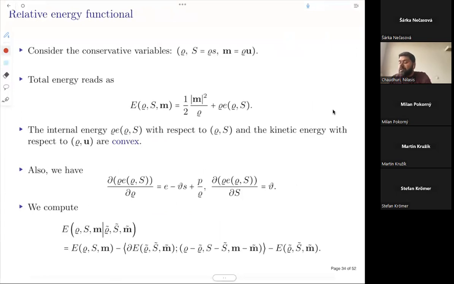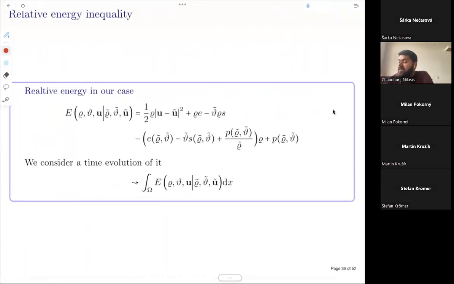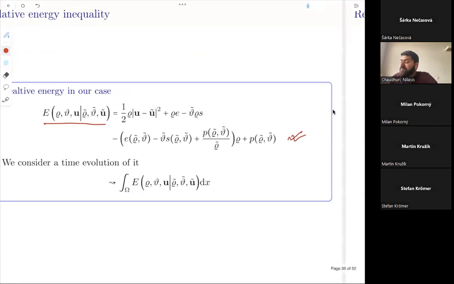So what we do, we compute from our internal energy in the variables rho and the entropy, the Bregman divergence, and eventually we end up with this expression. This is the relative energy. This is the distance between the two sets of solutions. And we consider some time evolution of it.